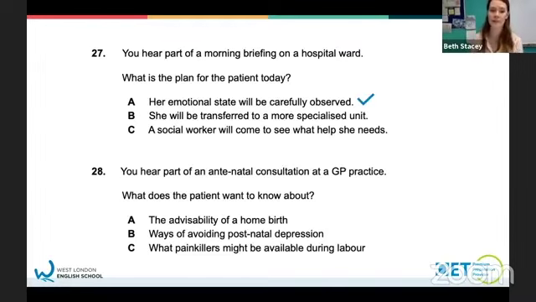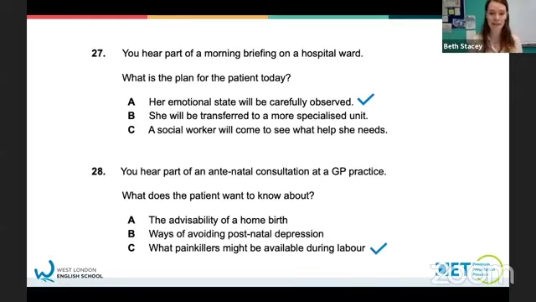Okay, so for question 27, the answer is A. Her emotional state will be carefully observed. Now, what they say is that for today, she is to remain in high dependency unit care. They do talk about the plan for discharge tomorrow, and they also mentioned this afternoon, but remember, it's the plan for the patient today, and it was about that monitoring, so observation.